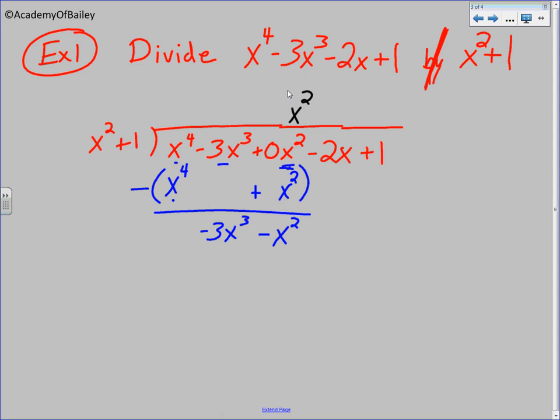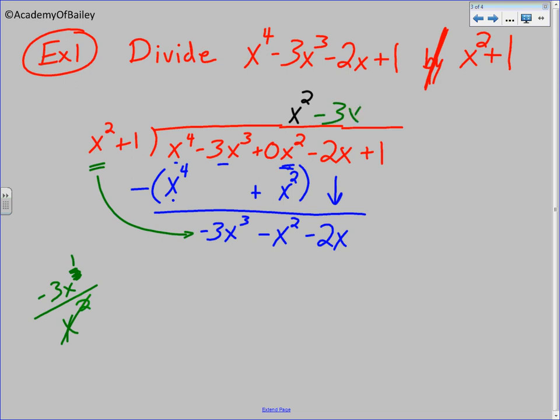And you notice we are supposed to drop down negative 2x. Okay. Once again, look at x squared. How many times does x squared go into negative 3x cubed? Well, we cross off 2 x's there and cross off 2 of them here. That was 3, so that leaves us with a 1. Negative 3x is what's left over when we divide.